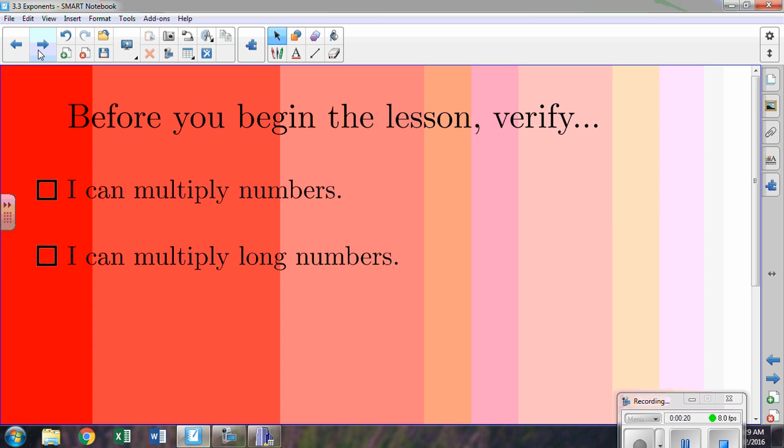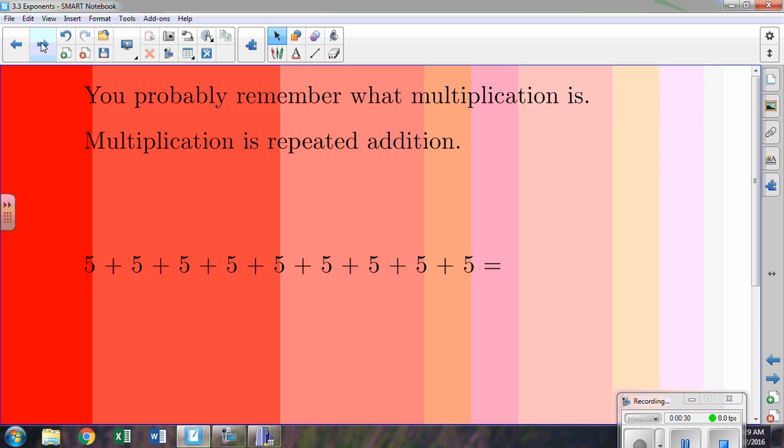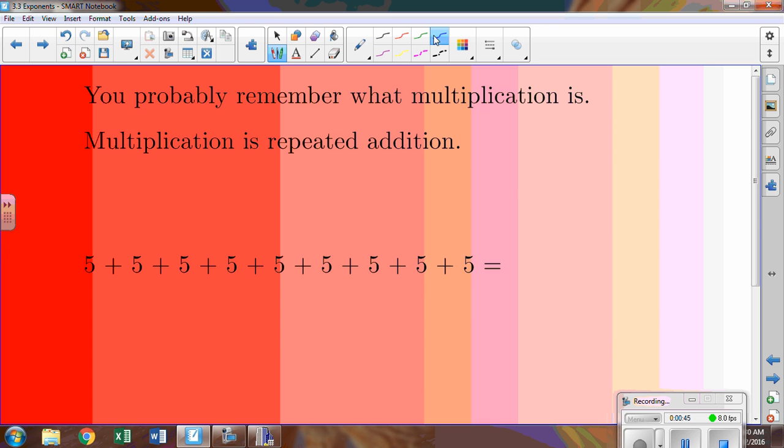Before you begin, you'll want to verify that you can multiply numbers, including a long string of numbers. As a time saver, you may do that multiplication just using a calculator. You should probably remember from your earlier classes that multiplication is repeated addition. If you take the same number and just add it over and over and over like I have shown here, this is what multiplication is.